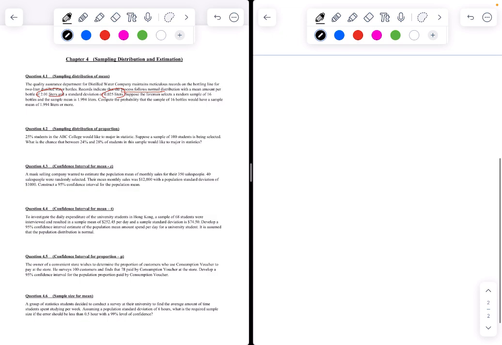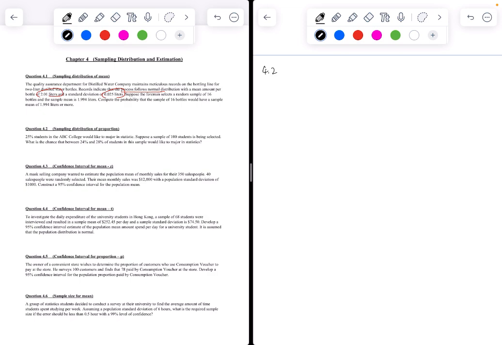Okay, let's come to question 4.2. The question tells us that 25% of students in ABC College would like to major in statistics. Suppose a sample of 100 students is being selected. What is the chance that between 24% and 28% of students in this sample would like to major in statistics?